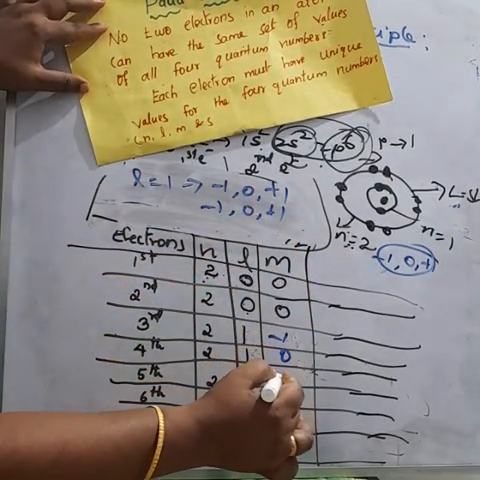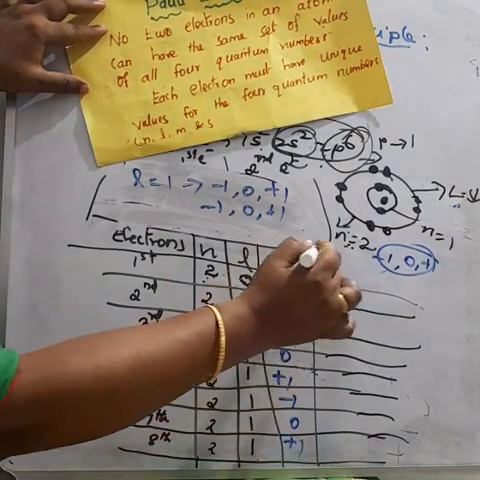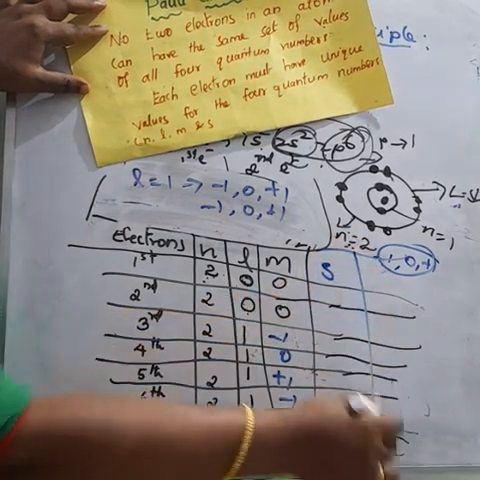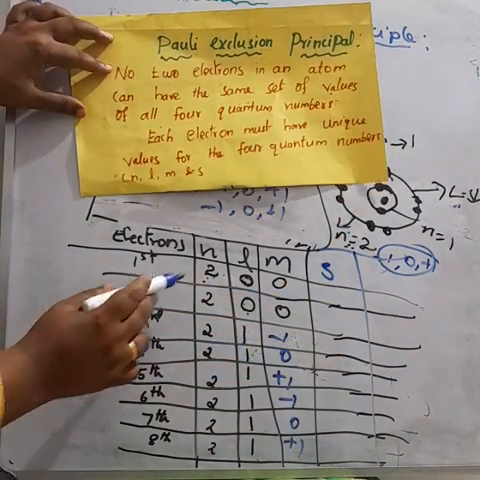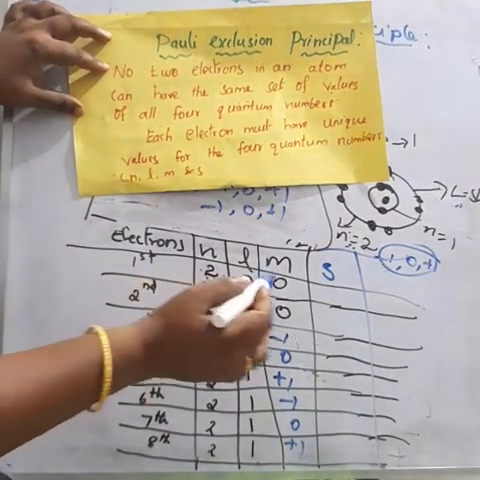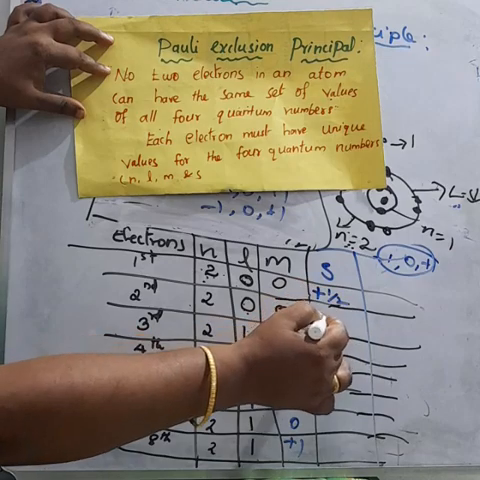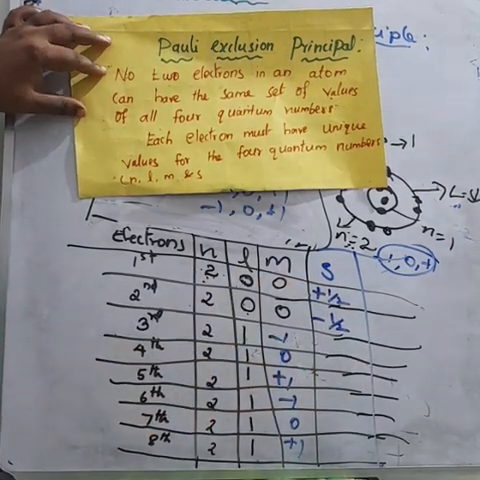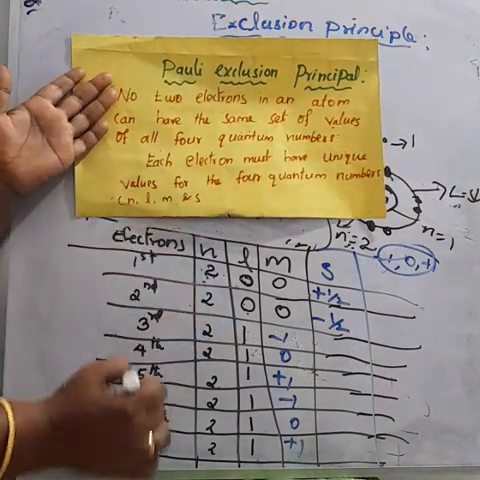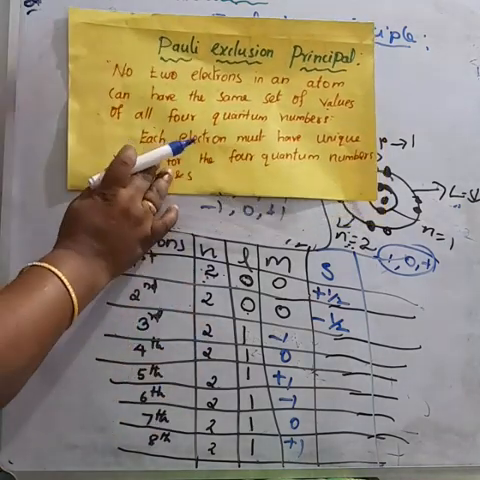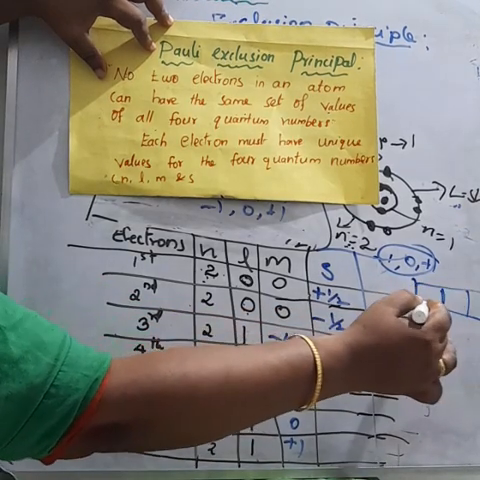And then what is the s value? First, in 2s2, 2 electrons can be accommodated in the s orbital. One is clockwise. Clockwise means plus half. Another electron is anti-clockwise. For the p orbital, in total we can accommodate 6 electrons. There are 3 orbitals, and each orbital can accommodate 2 electrons.